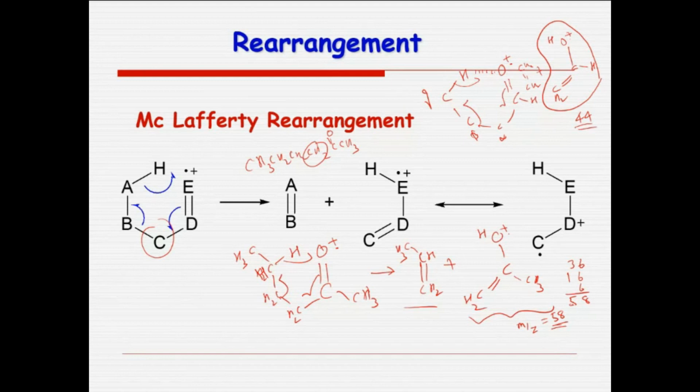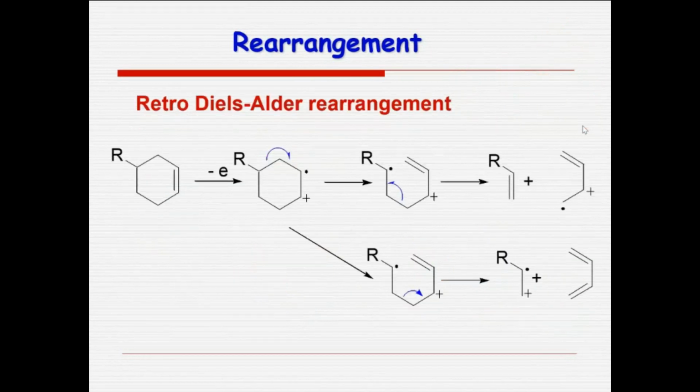This is also possible for nitriles and for esters. Esters also have the possibility of double hydrogen transfer. So these are all very common. If they give a McLafferty peak, you can work it out this way and find the structure. And there are retro-Diels-Alder cleavages too.